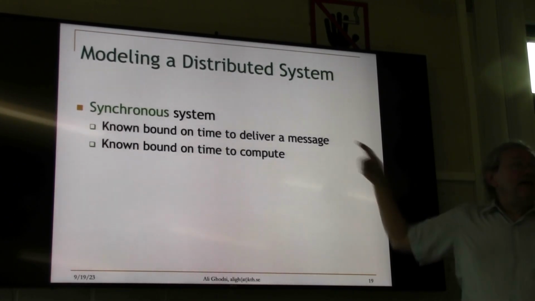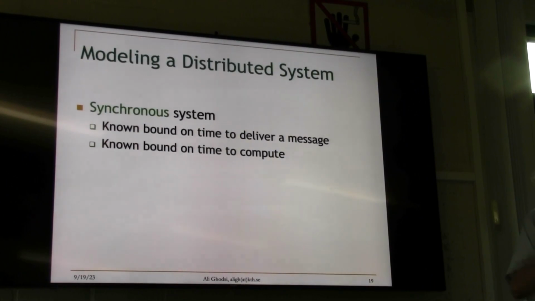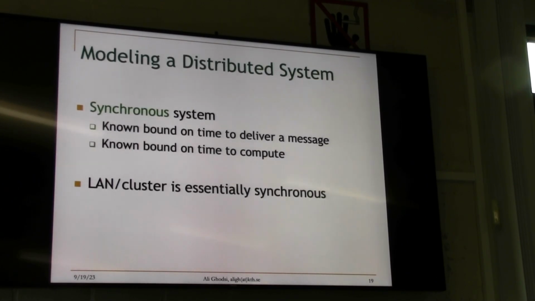Because, for example, failure detection is very easy. If I send a message from node 1 to 2, and the message does not arrive in 0.5 milliseconds, then I am absolutely sure there was a failure. I know for sure, because it's a synchronous system. So that's the easiest, okay? Now, synchronous systems do exist. The internet is not synchronous. There's no known bound. But small systems can be synchronous.